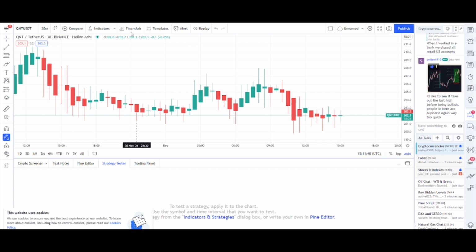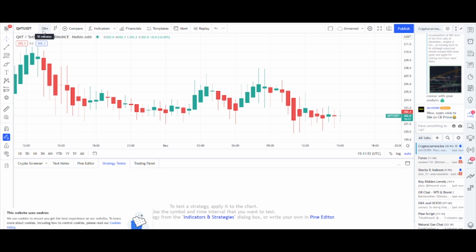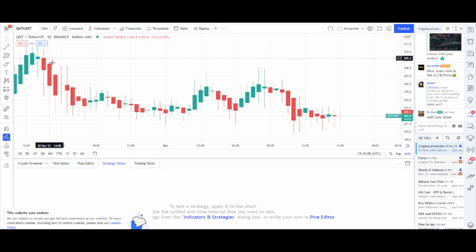I own Quant right now, and it's been really crappy, and I don't want to get rid of it, and I'm hoping it makes a big push back up. But in the world of crypto, you're always thinking in the back of your mind, all right, let me get rid of this and put it into something that's doing well. But right now, as you can see, it's been pretty volatile. It's been going down quite a bit.